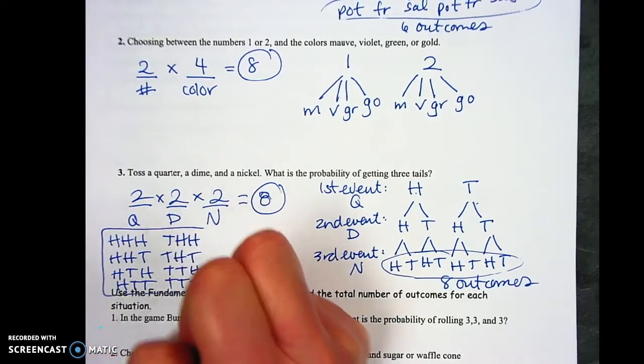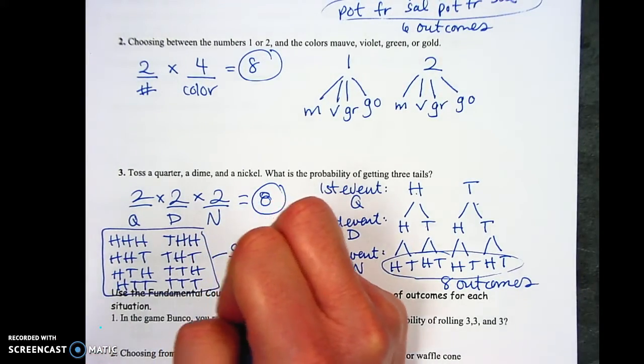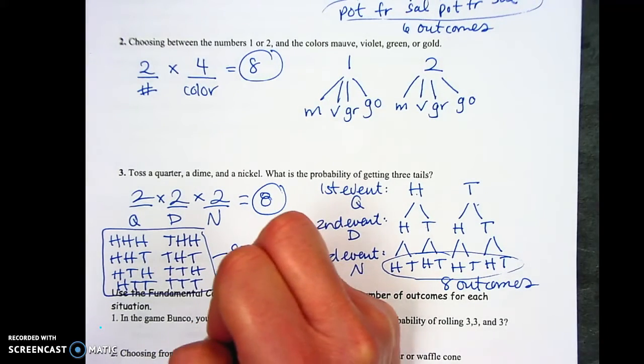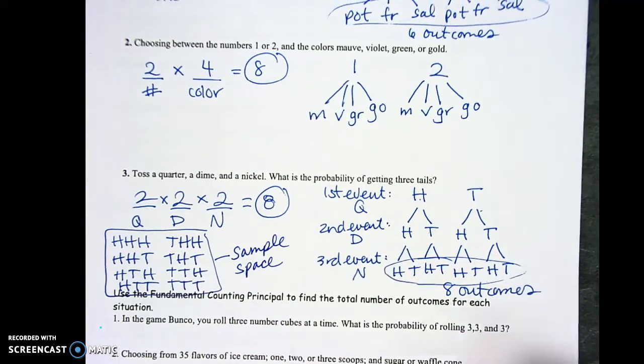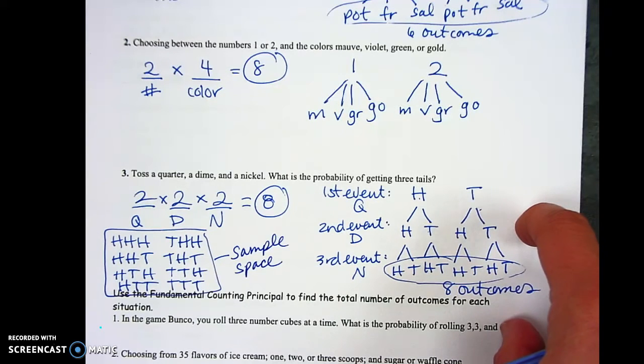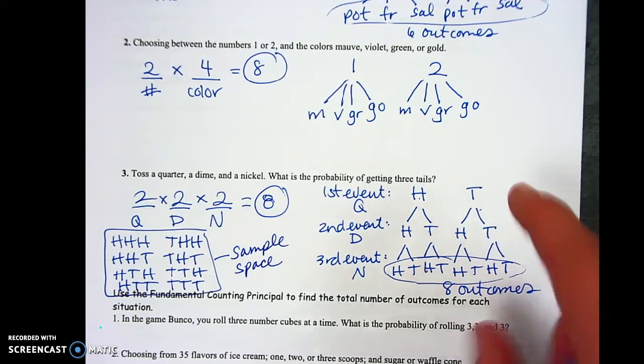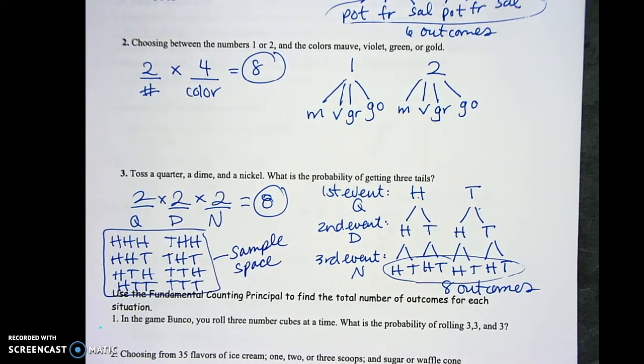So again, this is another way to show the sample space. All of the possible outcomes written out. And a tree diagram is also a way to show a sample space. Okay, now some fun ones.